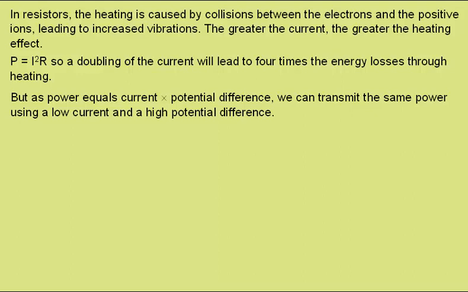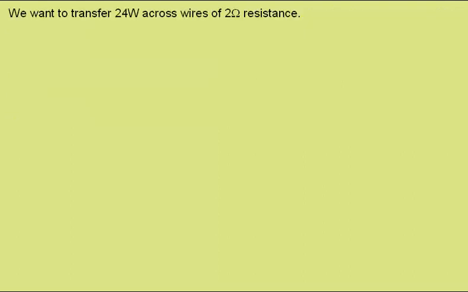This is easier to see using a simple example. We want to transfer 24 watts of power across wires which have 2 ohms of resistance. Now, in the first case, we can have a potential difference of 12 volts, a current of 2 amps, and the wire's resistance is 2 ohms.